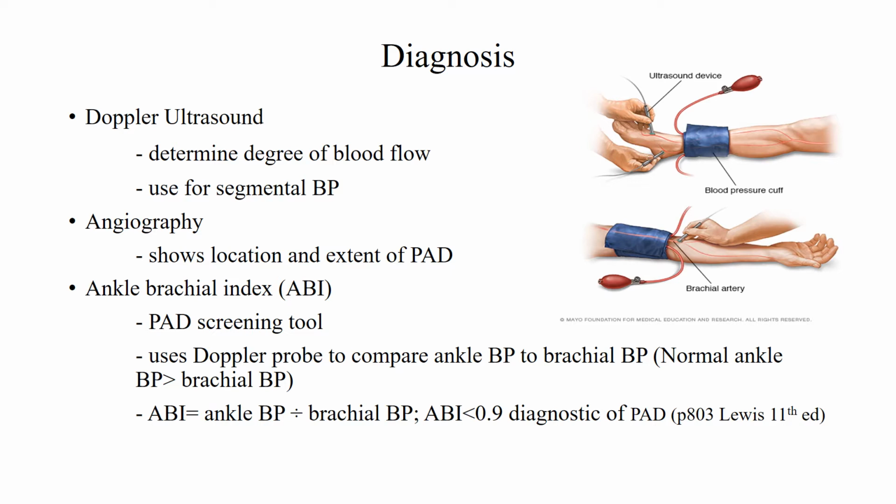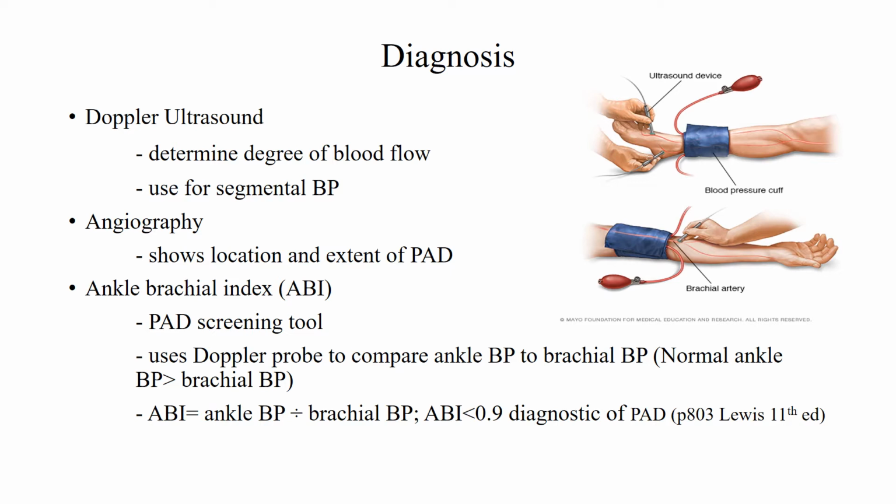So this test is usually done when there is intermittent claudication. What they do is that they apply a sphygmomanometer or that BP cuff in different areas of the leg. They apply one on the thigh, below the knee, and at the ankle level. And they obtain a segmental blood pressure. They determine how well the blood flow is on those different areas of the leg. And for that, they will need the Doppler ultrasound.